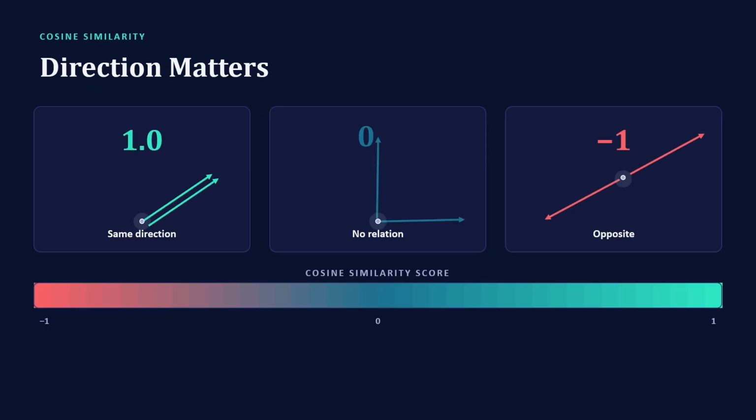Here the direction matters. If cosine produces output 1, then the vectors are in the same direction. If cosine produces 0 for the two vectors, then there is no relationship at all. If cosine shows -1, then they are in opposite directions.